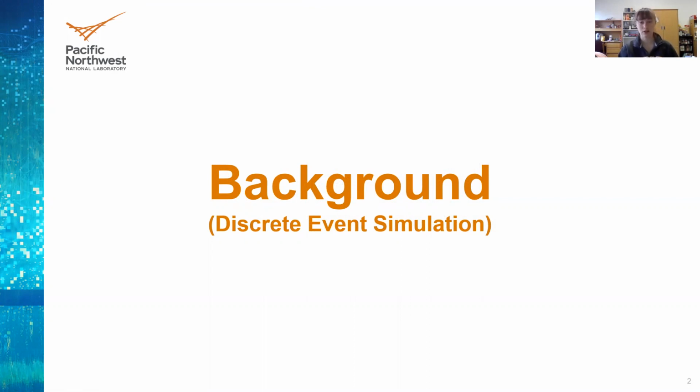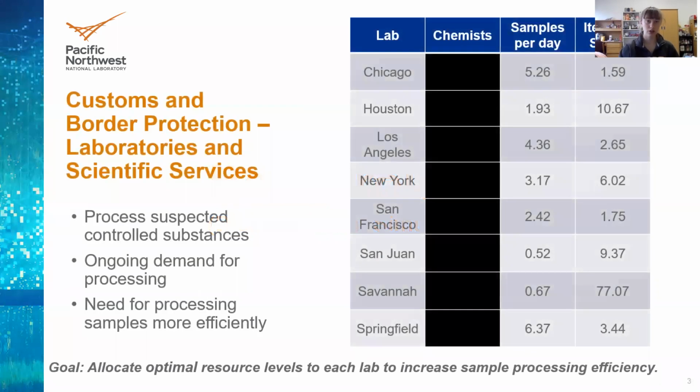I started my internship during the middle of this project, so I'm just going to give a little background before I start talking about my work. This background happened prior to my involvement in the project, but is important to understanding the project as a whole. CBP-LSS stands for the Laboratories and Scientific Services Division of Customs and Border Protection. They have labs across the country that deal with processing suspected controlled substances, especially those crossing the border. And at these labs, they have a demand for more efficient processing of the samples that they do receive.